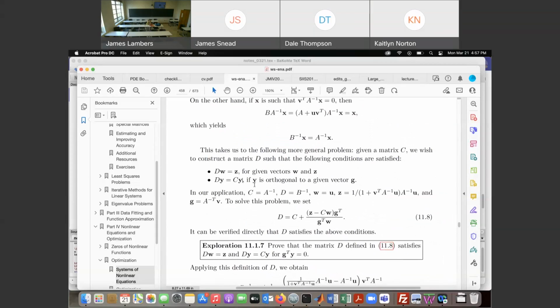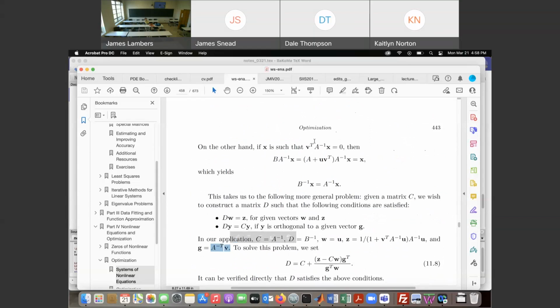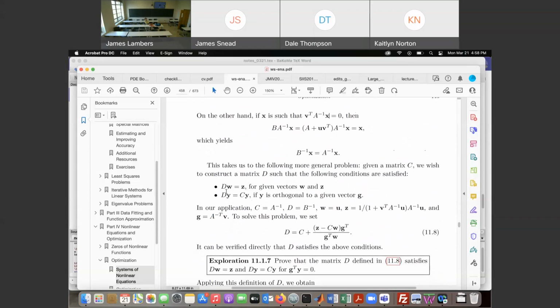where here's the correspondence between them. C is A inverse, D is B inverse, W is equal to a vector U that defines B, Z is equal to this mess, which is why I changed the notation. And then the vector G is equal to this vector that is orthogonal to X. It turns out that the solution, the matrix D that satisfies both of these conditions, is this matrix right here.